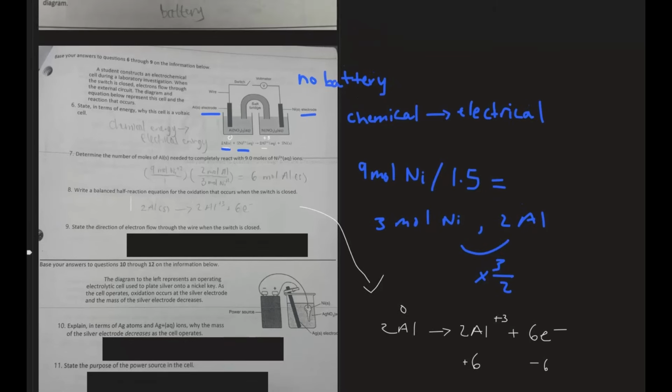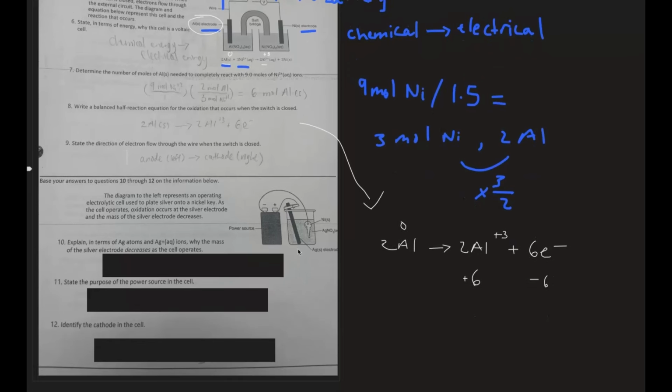Number 9, state the direction of electron flow through the wire when the switch is closed. So electron flow flows from the anode to the cathode. So in our case, the anode is just the aluminum, and that's where electrons are lost. And so the electrons will just go like this. So left to right. So boom.